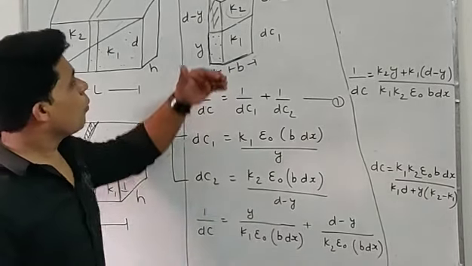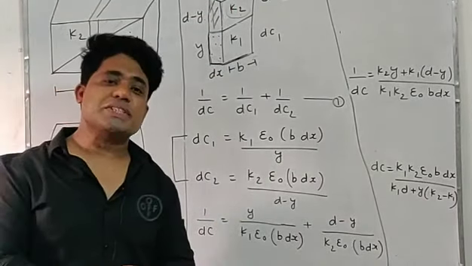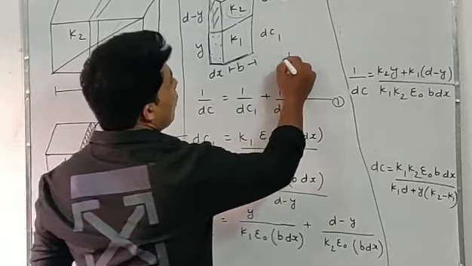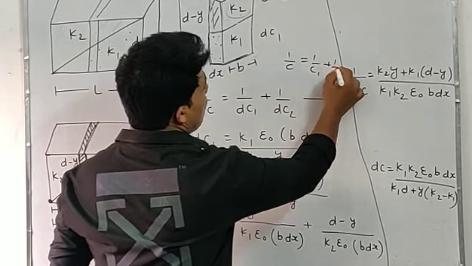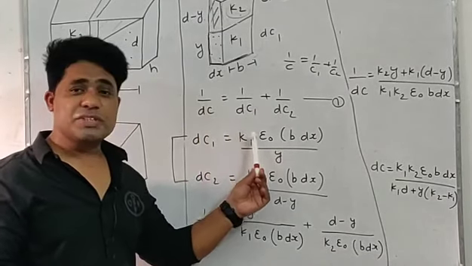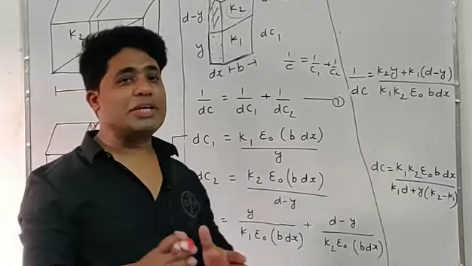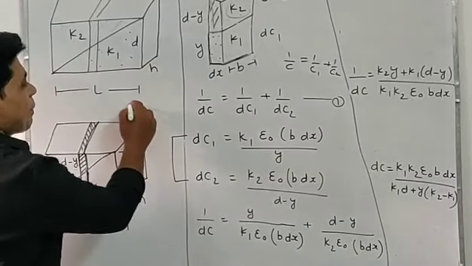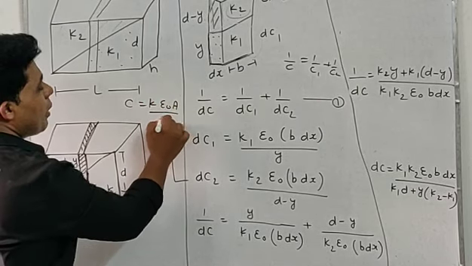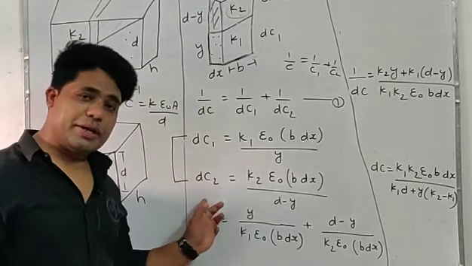Now when you divide the capacitor horizontally, the combination will be in series. We did this before. We know the total capacitance for a series combination: 1 upon C equals 1 upon C1 plus 1 upon C2. Accordingly, 1 upon dC equals 1 upon dC1 plus 1 upon dC2. Now students, we have to calculate dC1 and dC2. What is the capacitance with a dielectric medium? K epsilon naught A by d. With this formula, we can find dC1 and dC2.